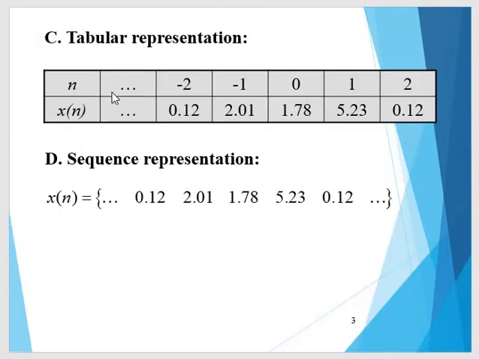Next coming is tabular representation. The third representation technique is termed as tabular representation. What is this tabular representation? In case of tabular representation, we have to create a table where we give the value of n and the variation of x[n] with respect to n. That means in the table, one single row is for n and another row is for the corresponding value of x[n]. Here it is given dot dot dot to show that this is not the initial value.